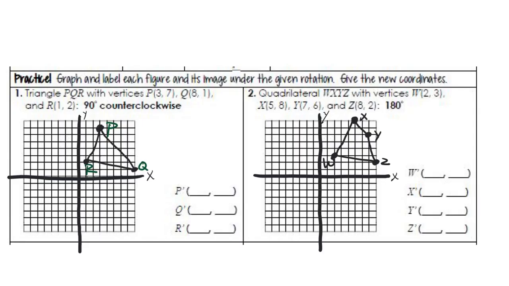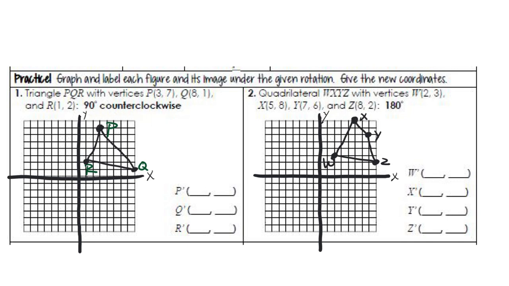Okay, now let's look at this example here. I darkened the axes so we can see them, and I already graphed this triangle. Point P is at 3, 7, Q is at 8, 1, and R is at 1, 2. We are going to rotate this 90 degrees counterclockwise.